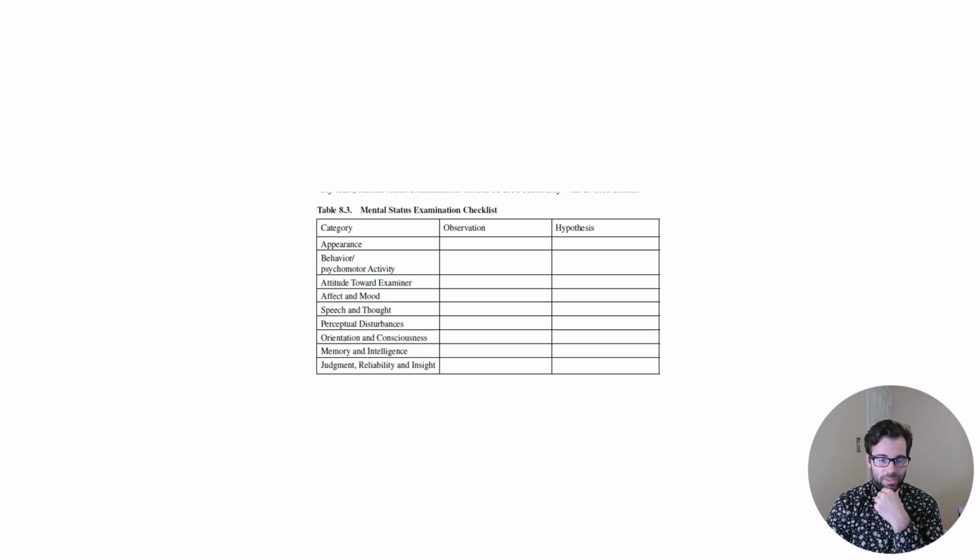Memory and intelligence are what they sound like. Memory seems intact, or memory for remote events is not intact. Intelligence, again, appears within normal limits of intelligence. Judgment, reliability, and insight are much what they sound like.